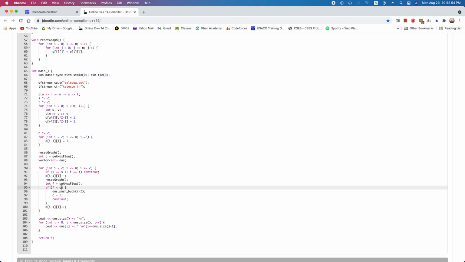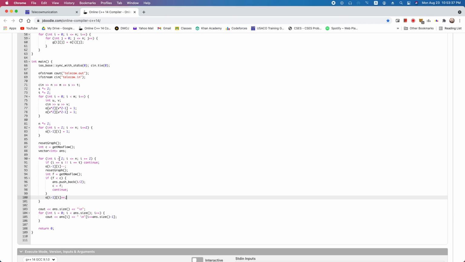So if it's smaller than our current maximum flow, we should set our current maximum flow to this flow and push this I divided by 2, because here we multiply by 2 for every one of the nodes. We should divide this by 2 and push this back into the answer. And also we should continue, so we won't have to add this node back into the graph again, because we've decided to remove this node. Otherwise, if this node doesn't decrease the total maximum flow, it means that this node is basically useless, and you can add this node into the graph again and see what happens if we remove other nodes.